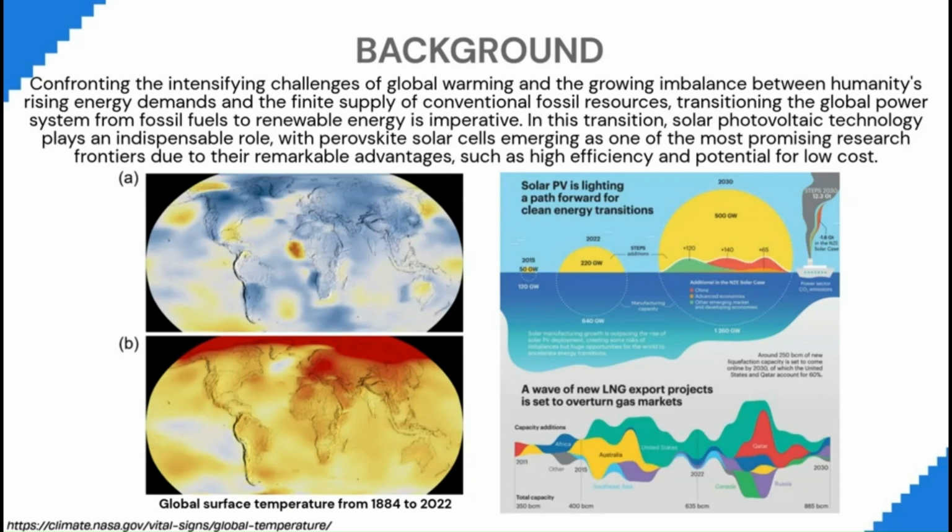Confronting the intensifying challenges of global warming and the growing imbalance between humanity's rising energy demands and the finite supply of conventional fossil resources, transitioning the global power system from fossil fuels to renewable energy is imperative. In this transition, solar photovoltaic technology plays an indispensable role, with perovskite solar cells emerging as one of the most promising research frontiers due to their remarkable advantages such as high efficiency and potential for low cost.